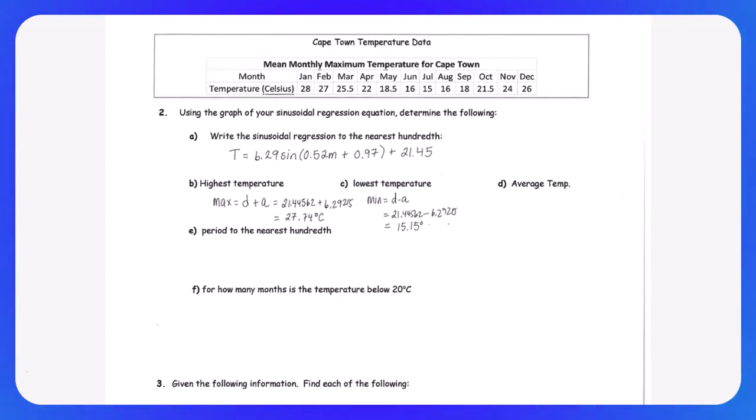15.15 degrees Celsius. And what is the average temperature? Well, the average temperature is the median value. So the average temperature is just D, which rounded to 2 decimal places is 21.45 degrees Celsius. Now, what about the period of this?